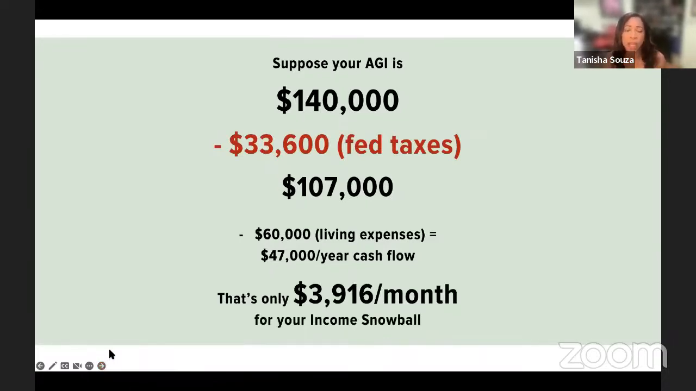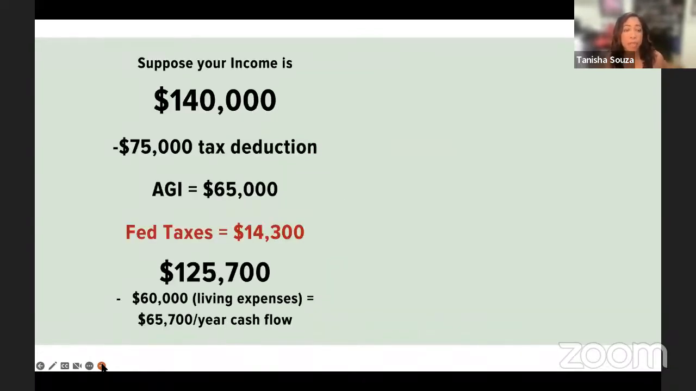So if you were using this system, using my calculator, having somebody walk you through on a regular basis to make sure you're doing everything right, a coach, you would be only able to put in $3,916 a month from your cash flow if you used all your cash flow into your snowball. Now, let's look at it differently. If you got the tax benefit behind the oil and gas that Sarah was just sharing with you, let's suppose your income's 140.